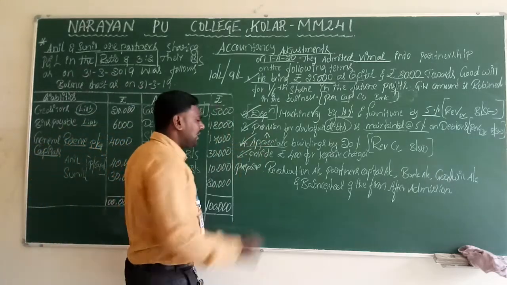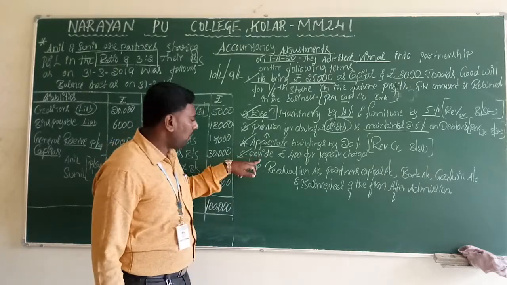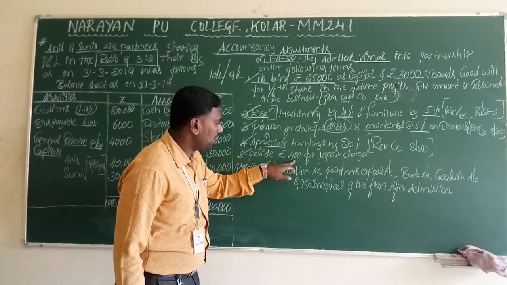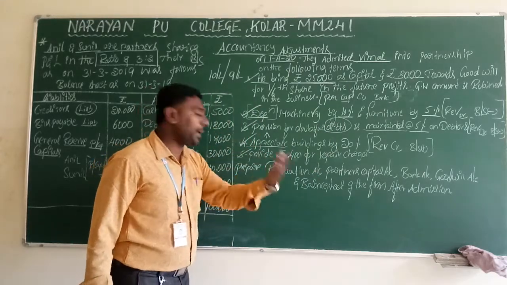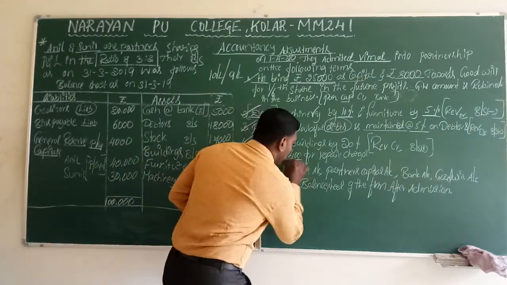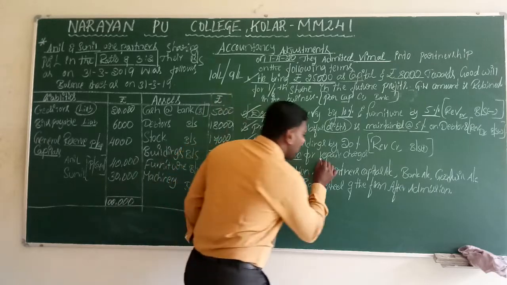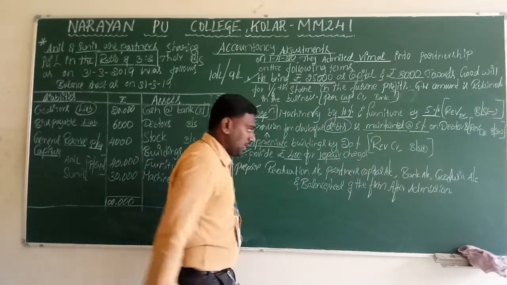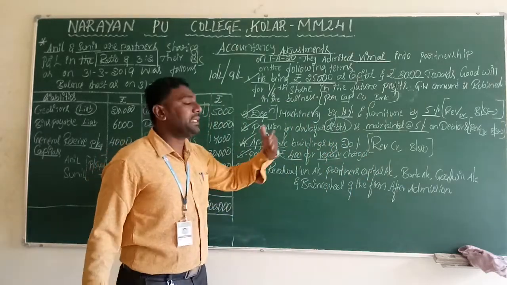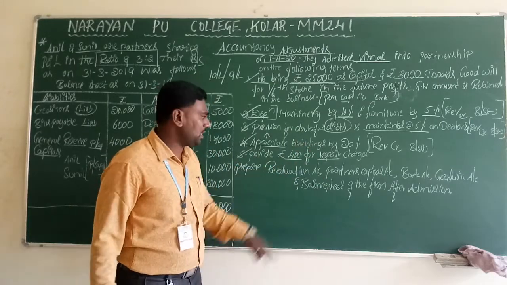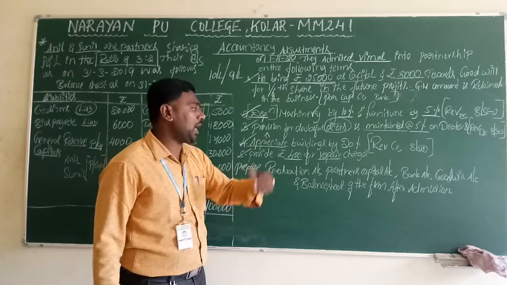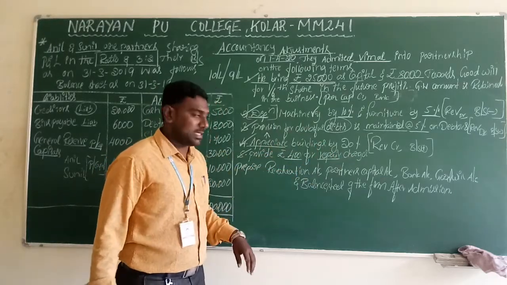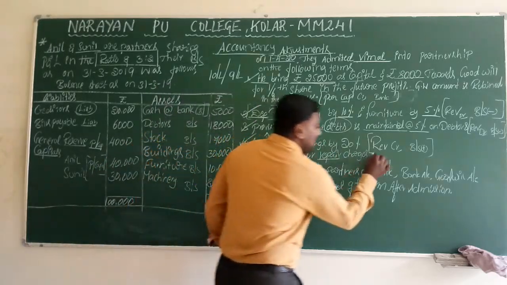Next, adjustment number 5. Provide rupees 400 for repair charges. Provide is nothing but pay. How much? 400. For what purpose are we paying? Repair charges. Whenever we have maintenance or repair charges, it is an expense to the company. The company has to pay money to the particular person. So it will be considered as an expense.